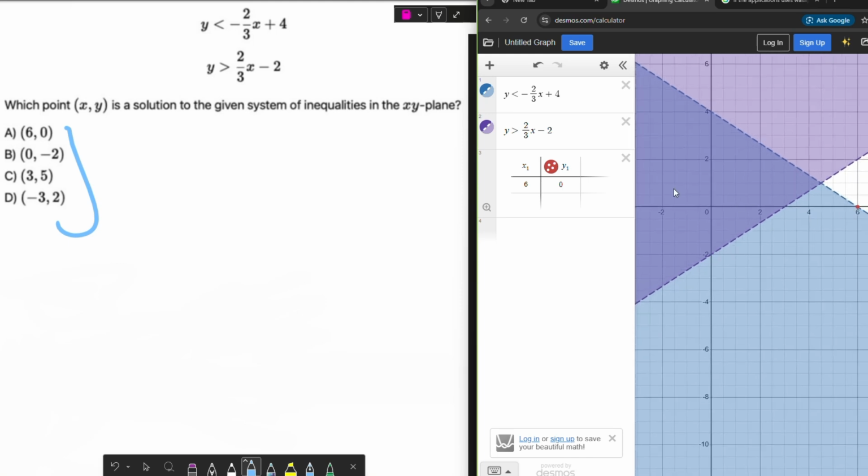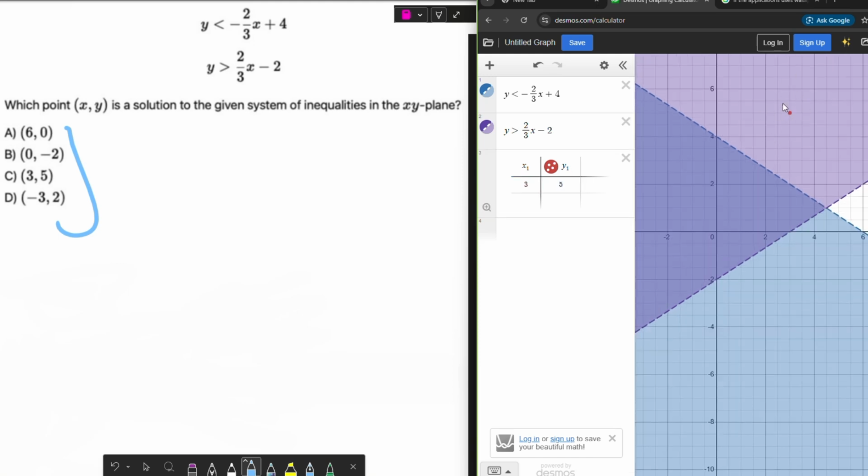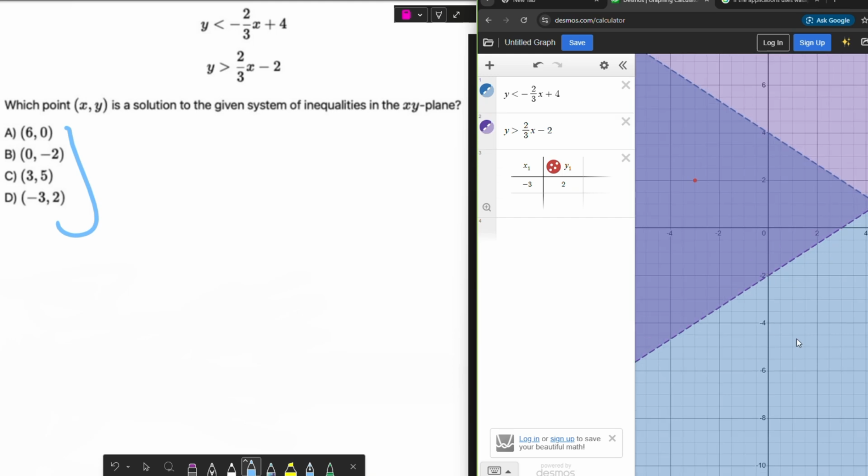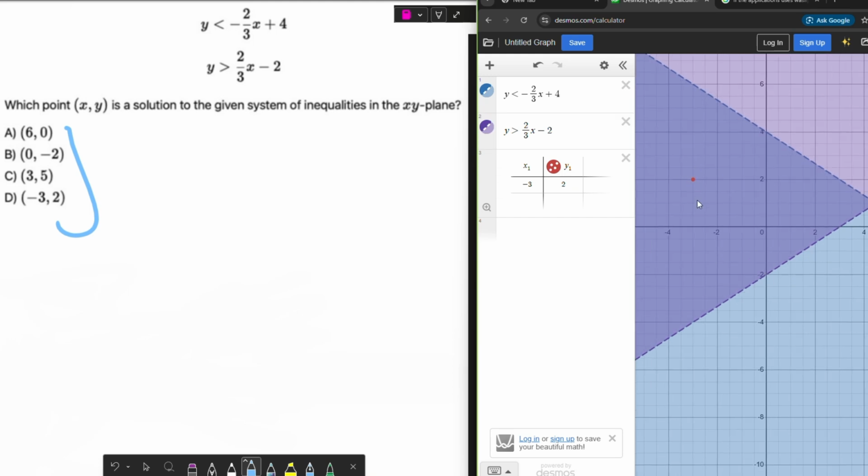And let's plug in, for example, answer choice C. Answer choice C falls only on the purple line which does not satisfy us because it has to fall on both of the lines. And only when we plug in the answer choice D, our dot or our coordinate will fall on the place where both of the colors intersect. That's our solution.